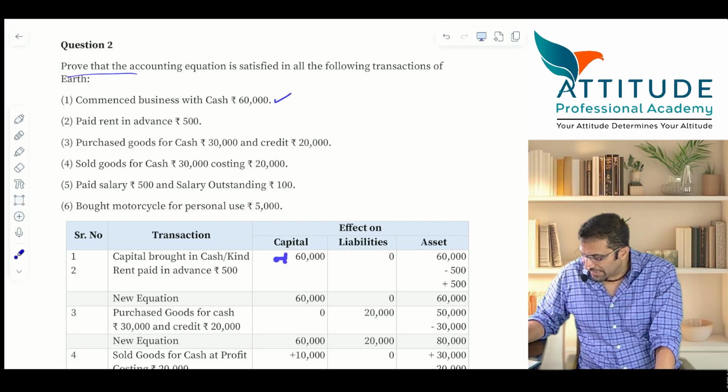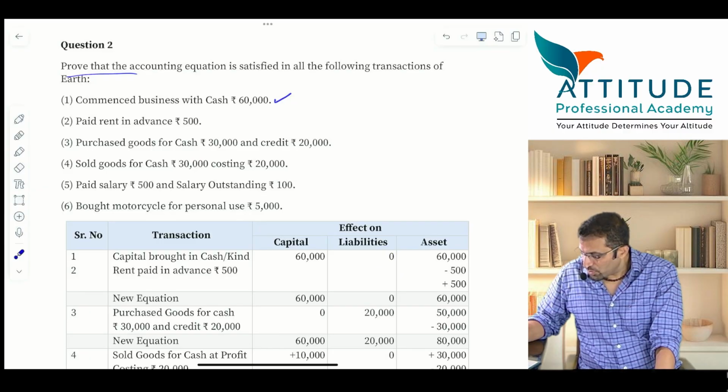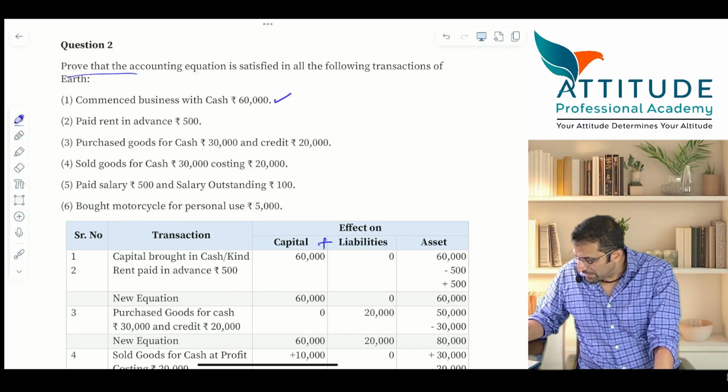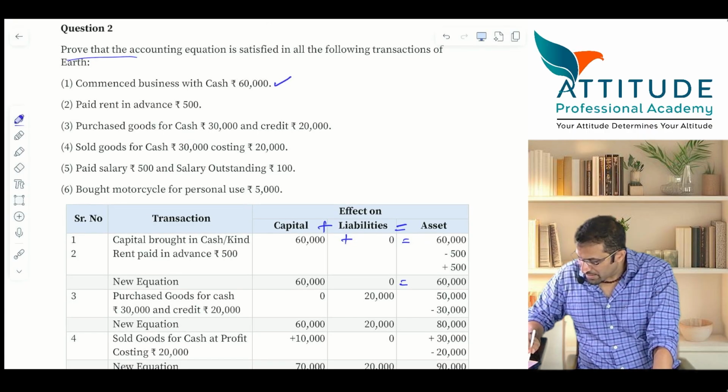Capital will be plus, correct? Asset will be plus. I hope all of you are able to understand this. So, liabilities, no effect. So, does the equation hold good? Answer is yes. Capital plus liabilities is equal to what? Assets. So, 60 plus 0 is equal to what? 60,000. So, that is holding good here, correct? Next.